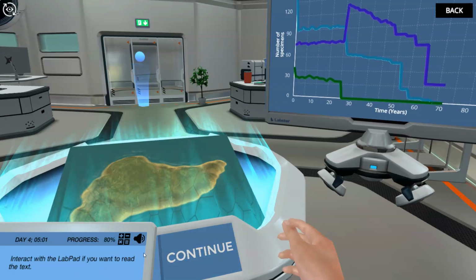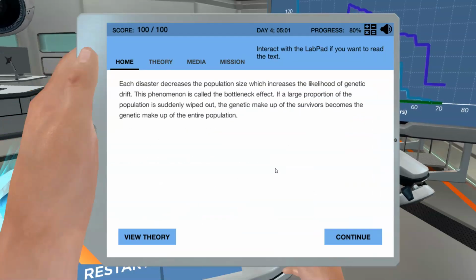Each disaster decreases the population size, which increases the likelihood of genetic drift. This phenomenon is called the bottleneck effect. If a large proportion of the population is suddenly wiped out, the genetic makeup of the survivors becomes the genetic makeup of the entire population.